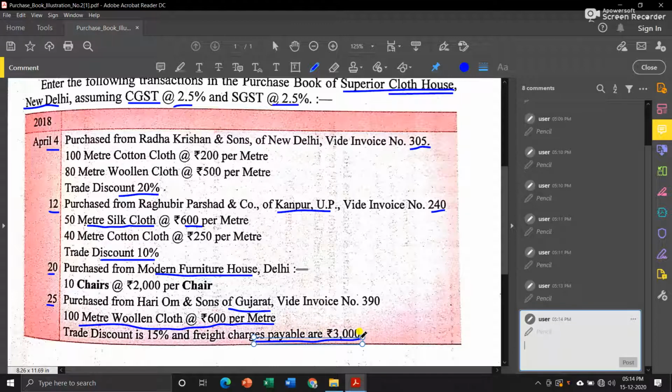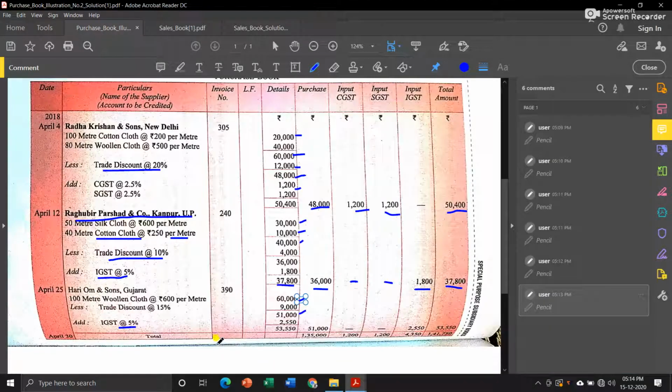Now see, in the question they have mentioned that there is freight charges payable of rupees 33,000. So those freight charges and any cartage charges we will not note down in our purchase book. Okay, so you have to skip these freight charges. Then after entering all the information, we will find out the individual total of some columns like purchase column, input IGST, input CGST, SGST, IGST, and total amount column, that is on April 30.